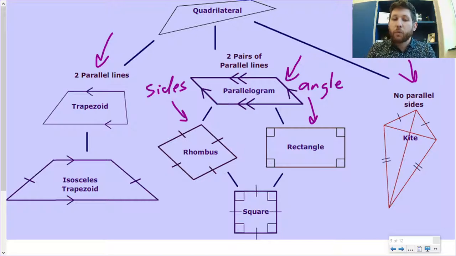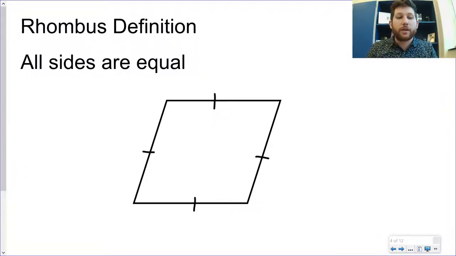All right, what we're going to do is zoom in on the rhombus. What happens when I have a parallelogram with all equal sides? So that's our definition of a rhombus. If you're taking notes, this is a great thing to take a note of. Rhombuses, or sometimes you'll see rhombi with an i at the end, that means more than one rhombus. So the rhombus definition is a parallelogram with all sides that are equal. Now, that's the main idea. Now that has a couple additional things that happen.